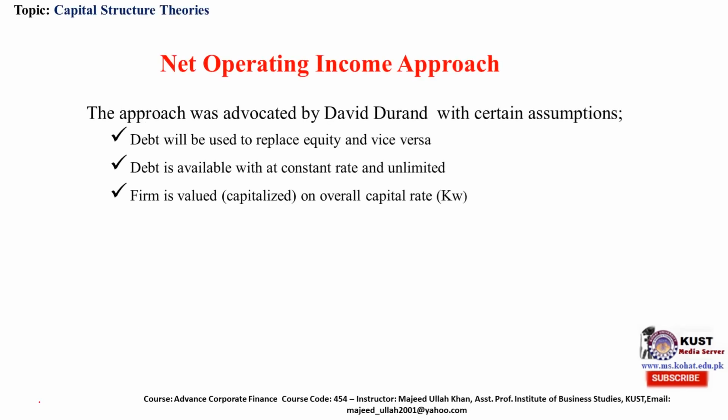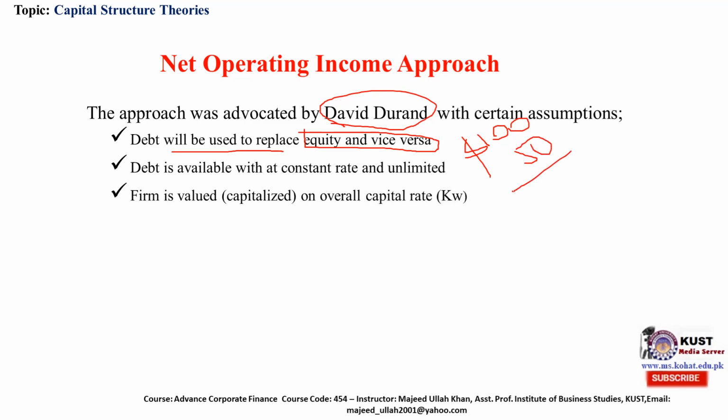Net operating income approach. The net operating income approach is based on certain assumptions, the first is by David Durand, who says that debt will be used to replace the equity. It means that if there is 100% equity before the debt of any company, let's suppose 100 rupees or $100, and the company takes a debt of 50, then the total equity will not be 150.